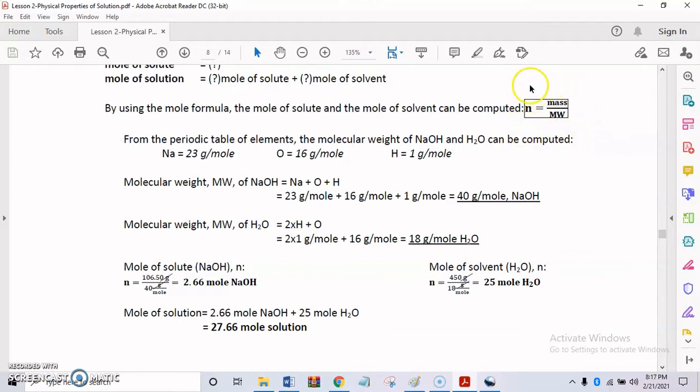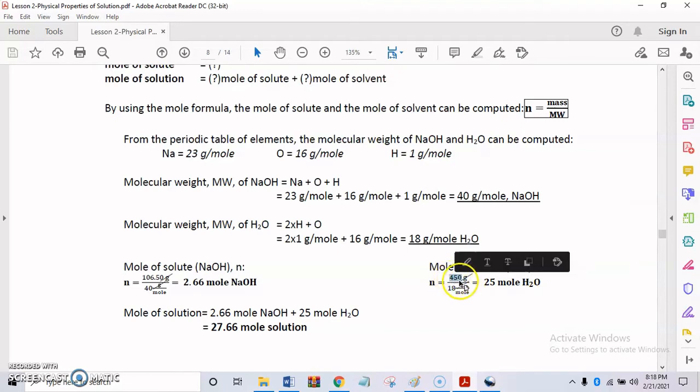So, we can get the moles of solute by making use of this formula. Mole equals the mass of the compound all over the molecular weight of the compound. Since given tayo ng mass sa problem ng sodium hydroxide, we can use that. So 106.50 grams all over the molecular weight of sodium hydroxide, which is 40 grams per mole, is equals to 2.66 mole sodium hydroxide.